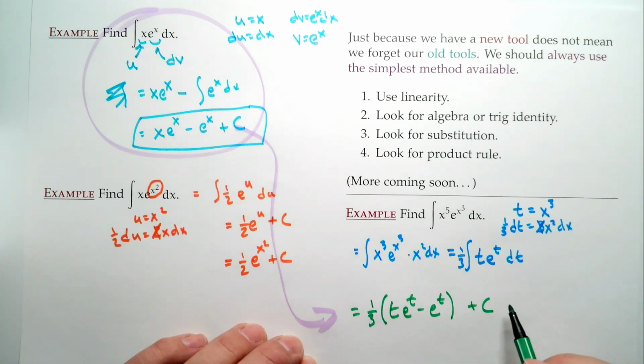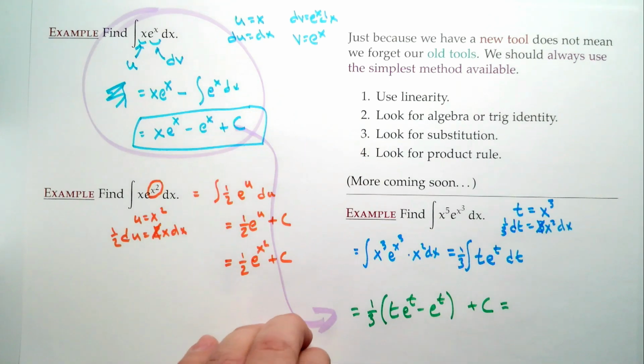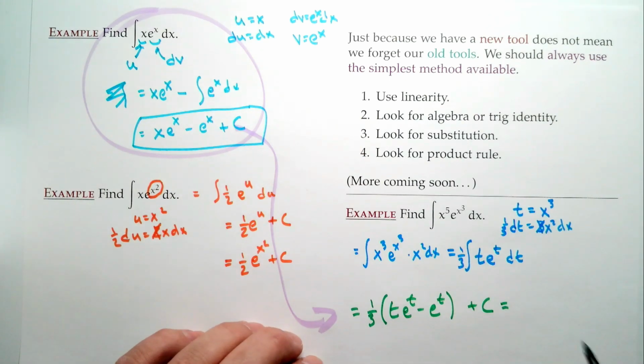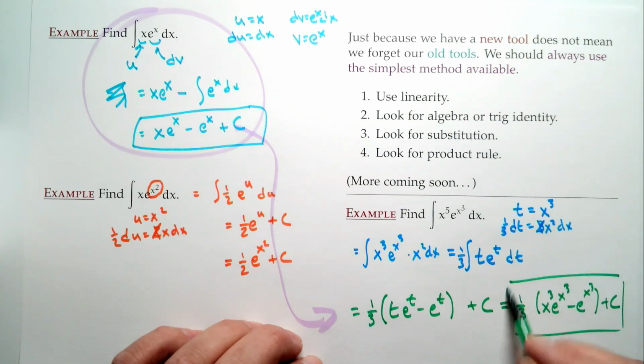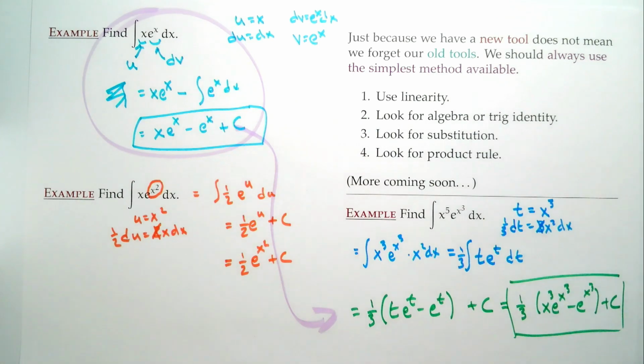No. What's left? Yeah, you've got to get the x cubed. Because you started with x, so you have to end with x. This is an indefinite integral. So 1/3, then it'll be x cubed, e to the x cubed, minus e to the x cubed, and then plus c. And that's our answer. Good. Good. All right.